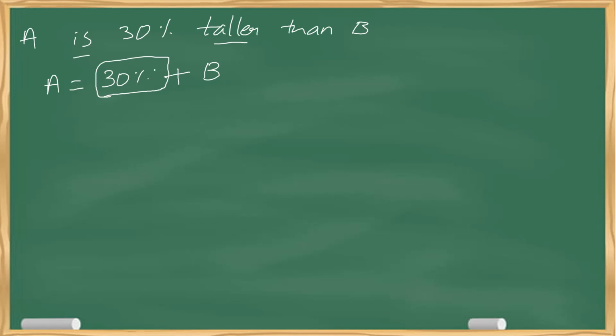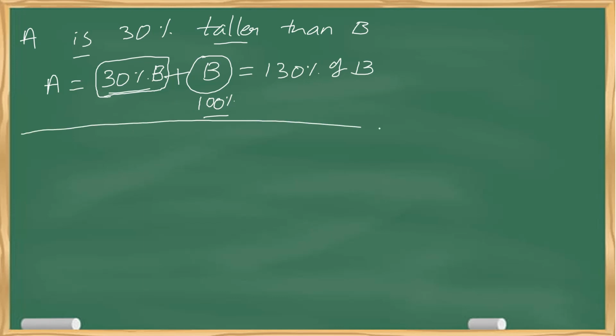Now this 30% should be calculated on what? Compared with B. So we need to take 30% of B. So finally it becomes 130% of B. Understand the point here? Why? Because any value should be considered as 100%. Correct? This is 100% and this is 30%. Am I clear? So this is a basic thing. I'll give you many more examples.